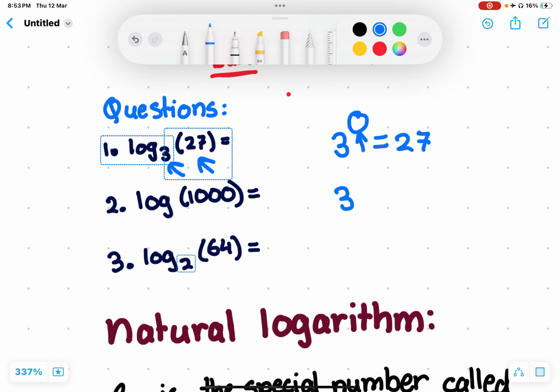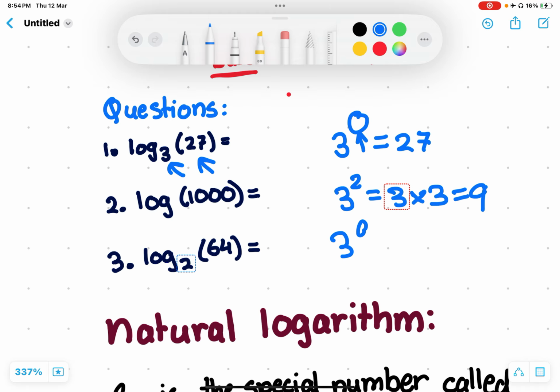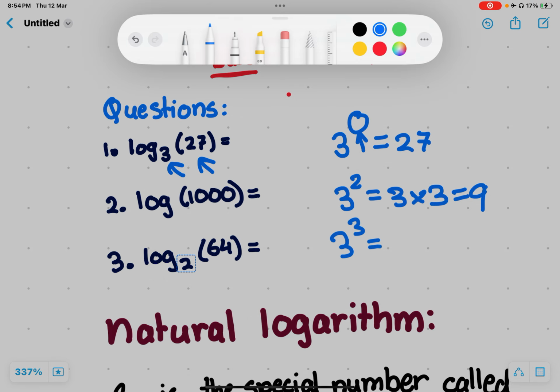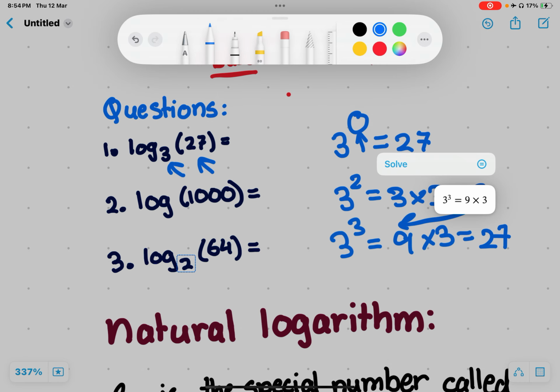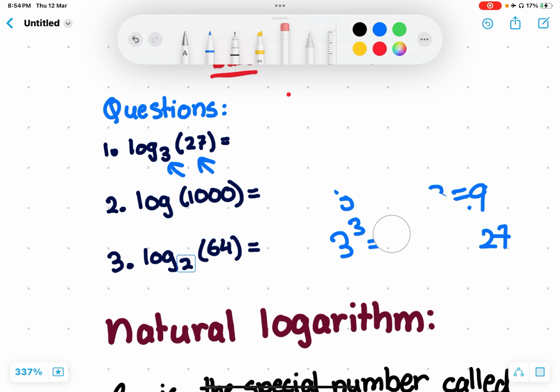So let's go for 3 squared. We know that that is equal to 3 times 3, which is equal to 9. So what about 3 to the power of 3? That would be equal to 9 times 3, which is equal to 27. So that means that the number that we need to raise 3 by in order to get 27 is 3.